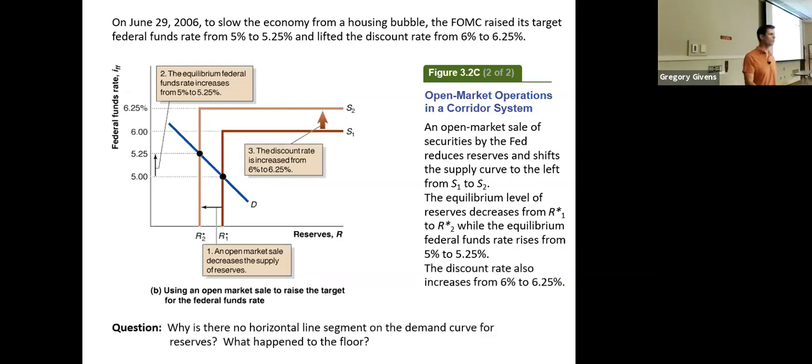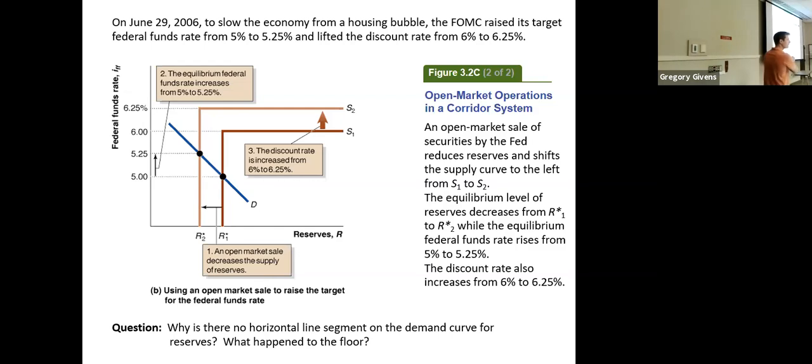Now let me ask you one last little kind of tricky question. Not tricky, but I guess it's sort of a trick question. Why is there no horizontal line segment on the demand curve? Remember, the demand curve should have this perfectly elastic component that is determined by the interest rate on reserve balances. And that should set a floor for the federal funds rate in a corridor system. Where is it? Why have I ignored it?